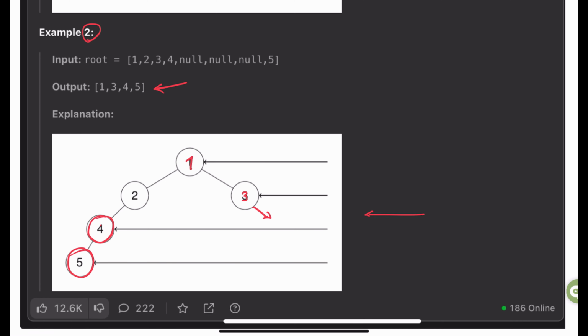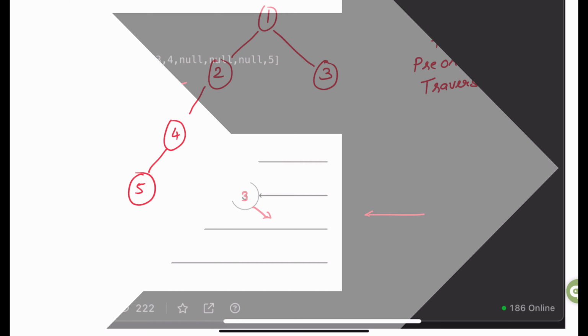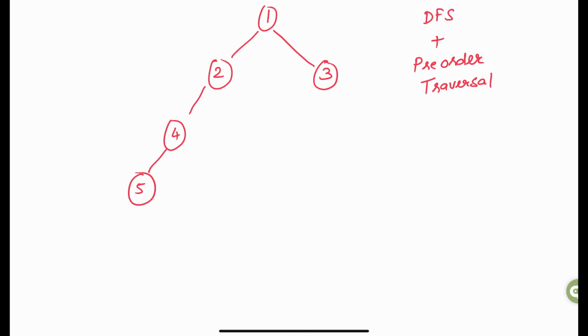This is a very easy problem and I'm sure it will not take too much time to understand how we can solve this efficiently. Let's switch to the whiteboard and discuss how we can solve it. The simplest way to solve this problem is using DFS and preorder traversal. In preorder traversal, we first process the root node, followed by the left node and then the right node.